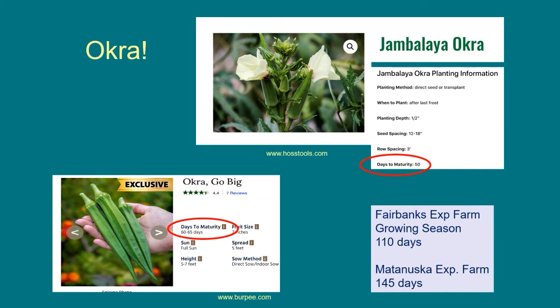Even direct-seeded Go Big okra from Burpees has a maturity date of 60 to 65 days. These numbers are deceptively short and totally unrealistic based solely on freeze-free days. Even with the aid of high tunnels, okra is not a sure crop in many locations in Alaska with 80 to 300 frost-free days.